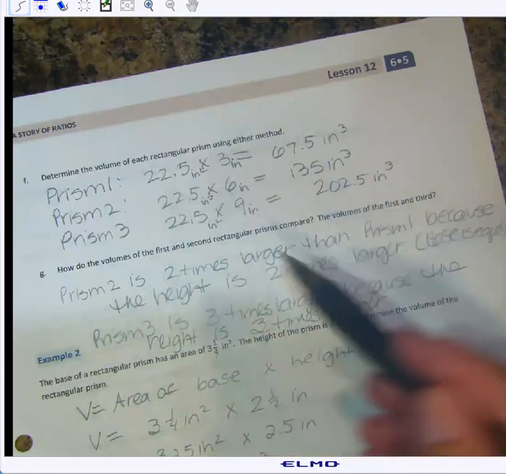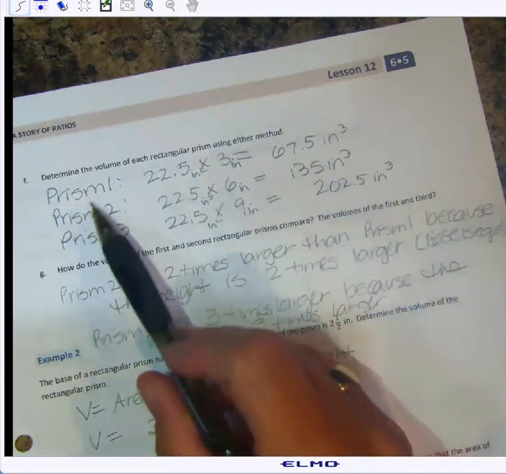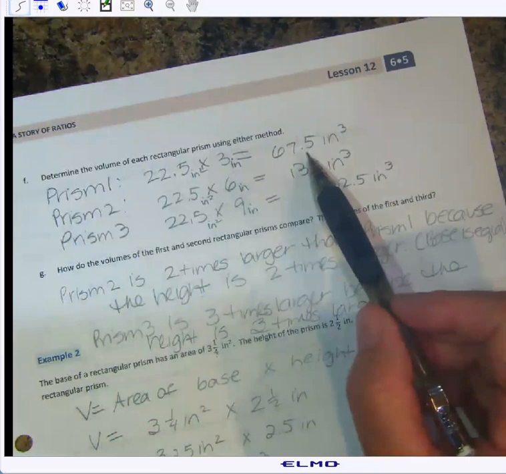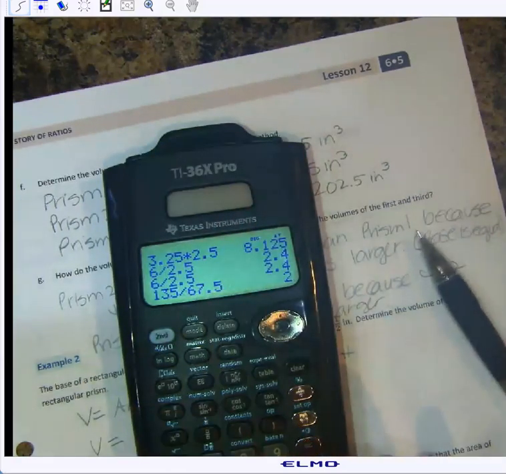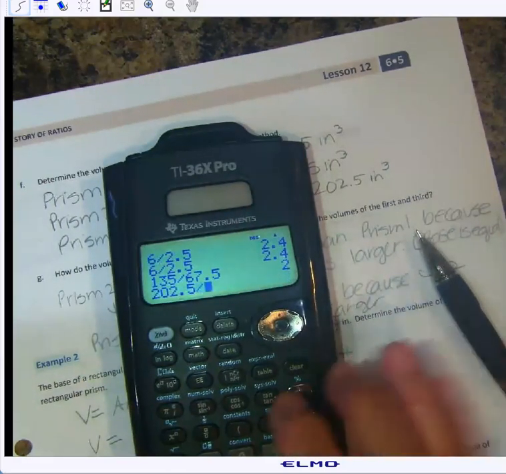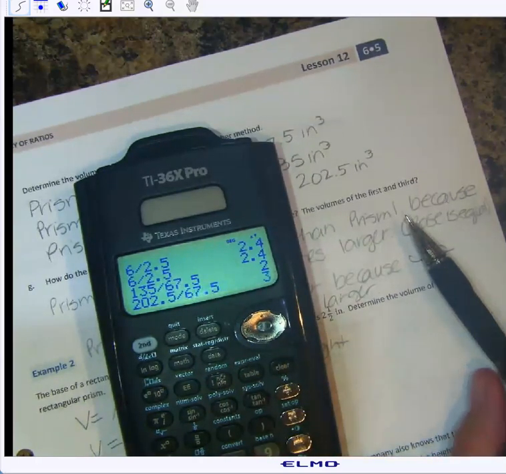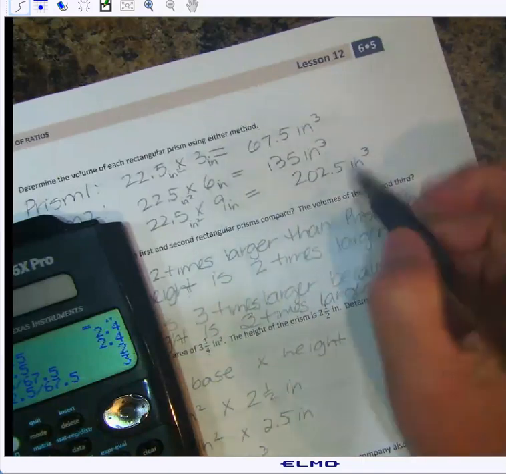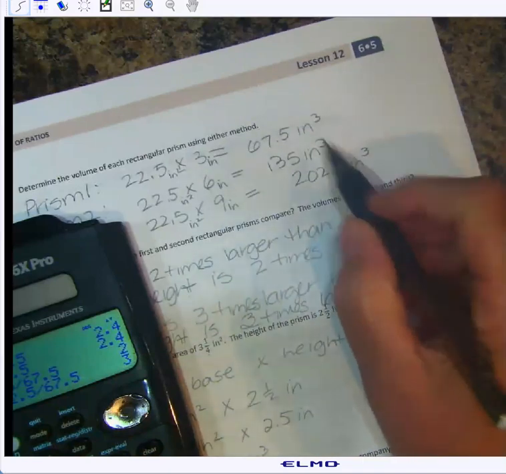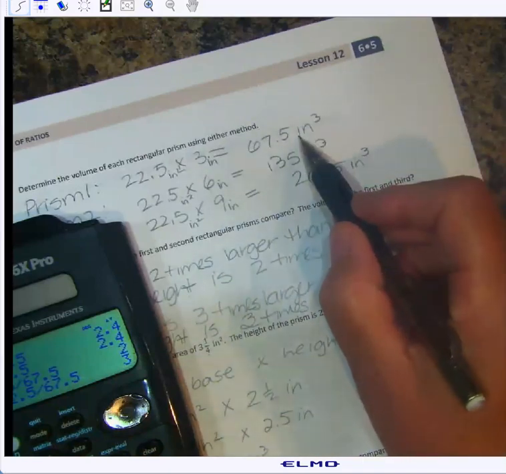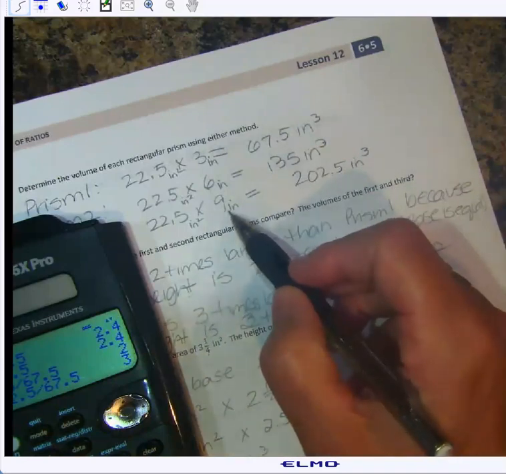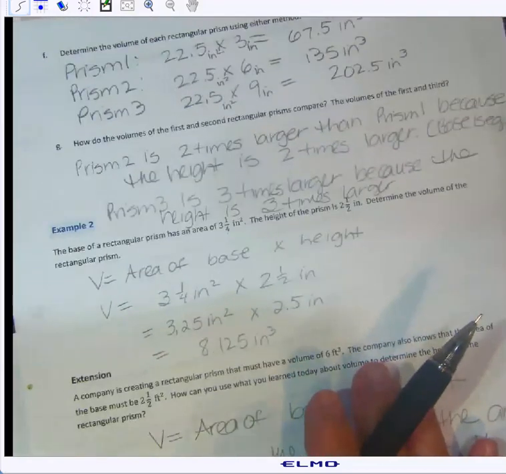Same thing when you compare prism 1 to prism 3. The volume of prism 3 is 202.5, and if we divide that by 67.5, we get 3. So we could say the volume of this is 3 times the volume of that. And look at the height. Obviously, 9 is 3 times 3. So very cool. We're looking for patterns. We're looking for relationships. That's what we do in math.